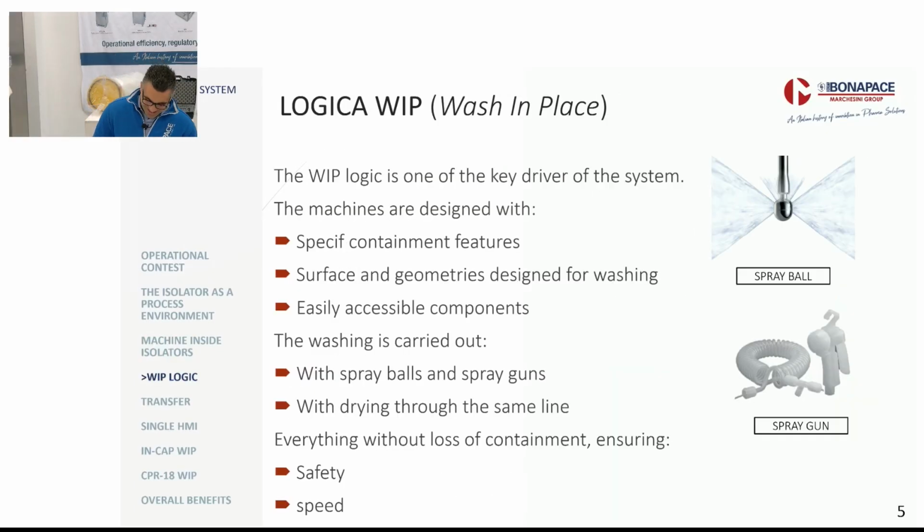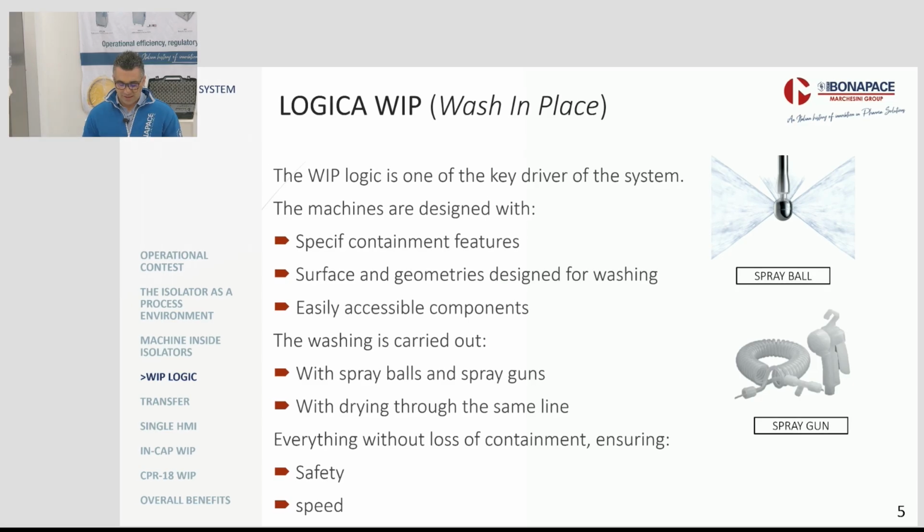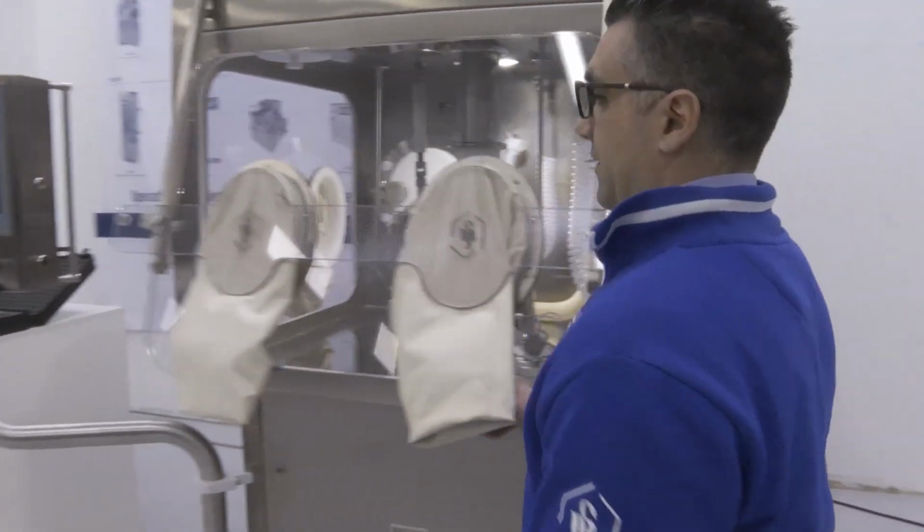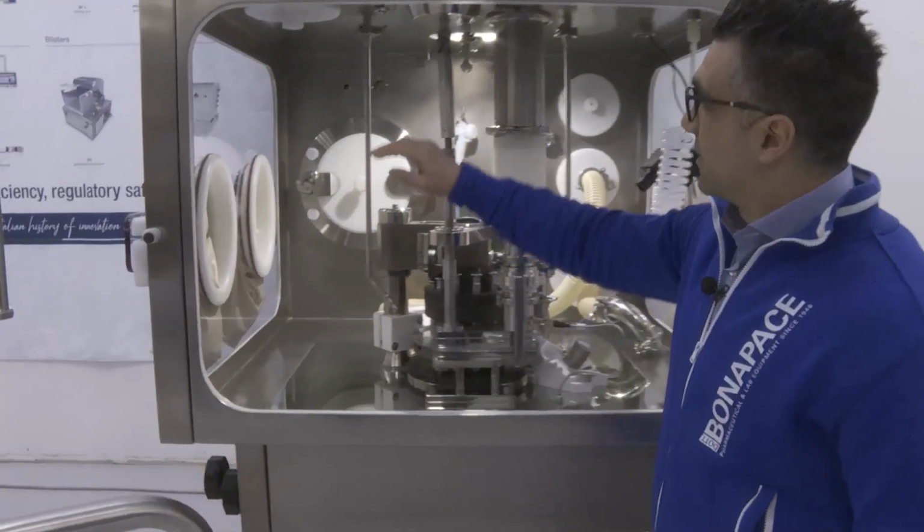The washing plate WIP system provides an automatic cycle using spray balls and spray guns with internal geometries designed to avoid liquid pooling. Drying is done by air through the same process line, and in this way reduces the cleaning time and prevents containment break. In our machine there are 3 spray balls positioned in that position.